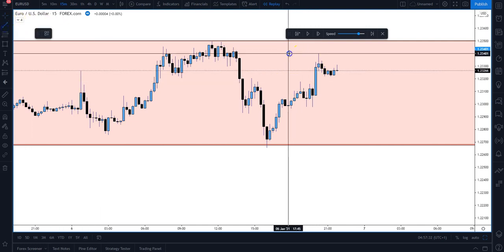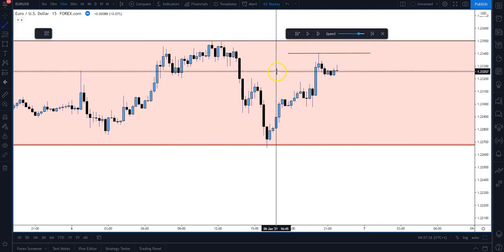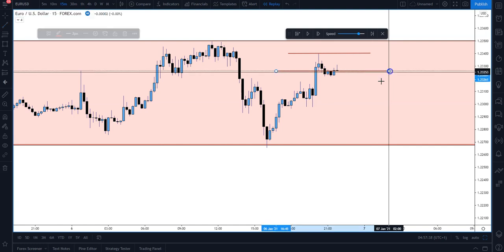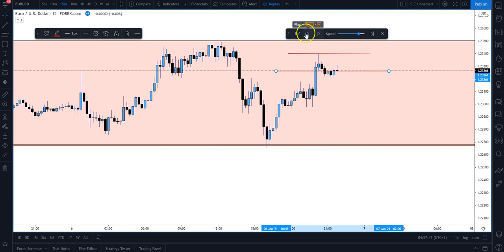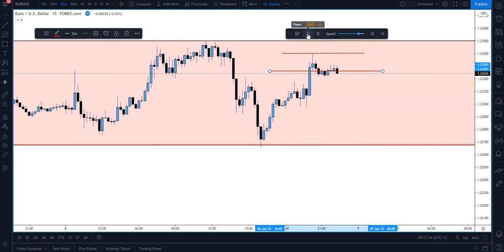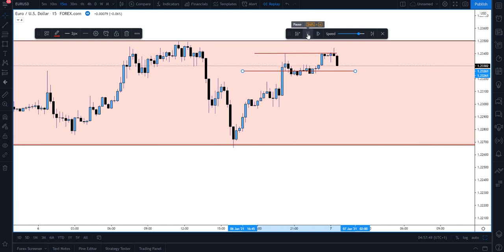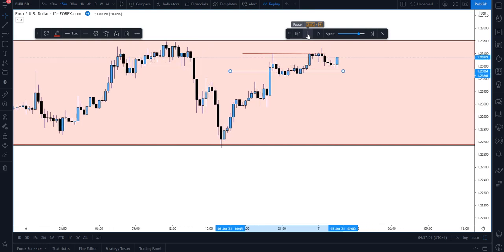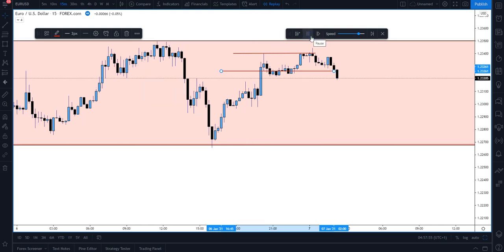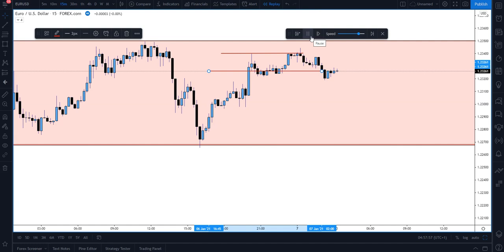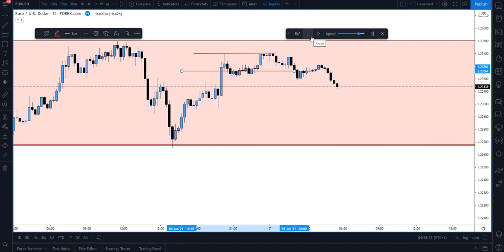So we put one on top, put one on bottom. If it crossed below and closed below here, then we're good for the trade. We can put a sell in. Remember, our stop is up here. We might get stopped out. We didn't get stopped out.